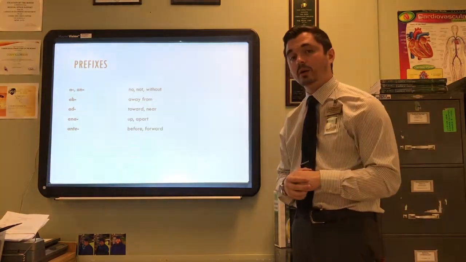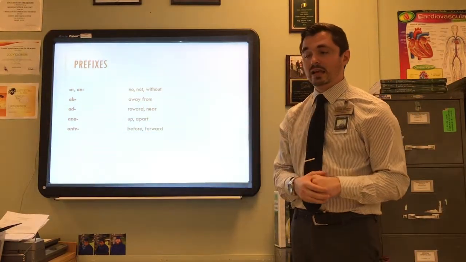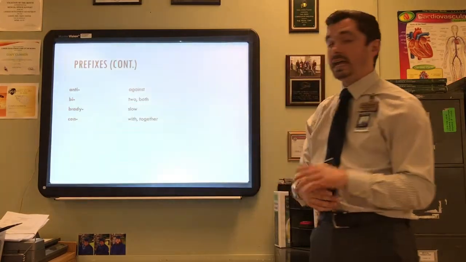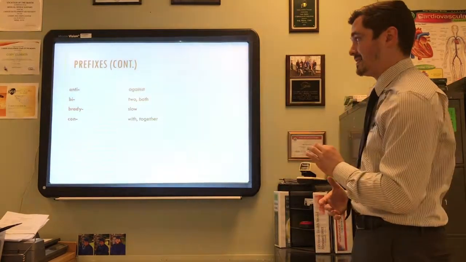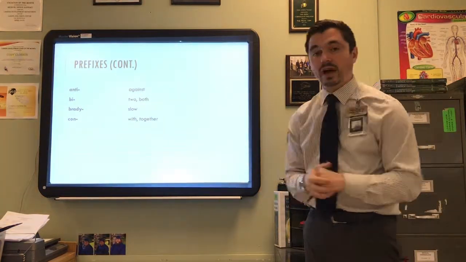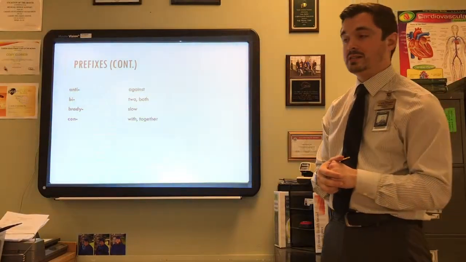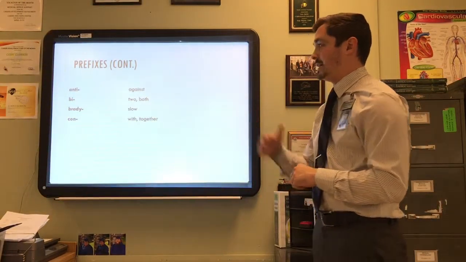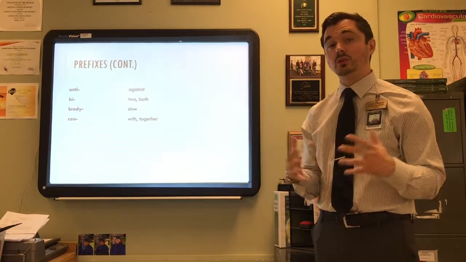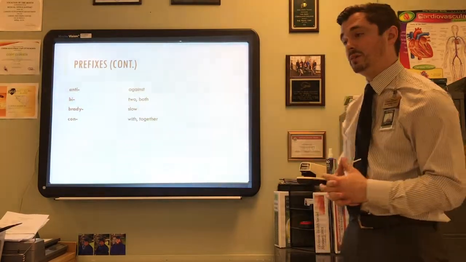Ana means up or apart, and ante means before or forward. Anti means against. So be very careful, guys. A simple change of a vowel at the end of that prefix changes the entire definition. So like antibiotics, they fight against bacteria, okay? Bi means two or both, like a bicycle has two wheels.